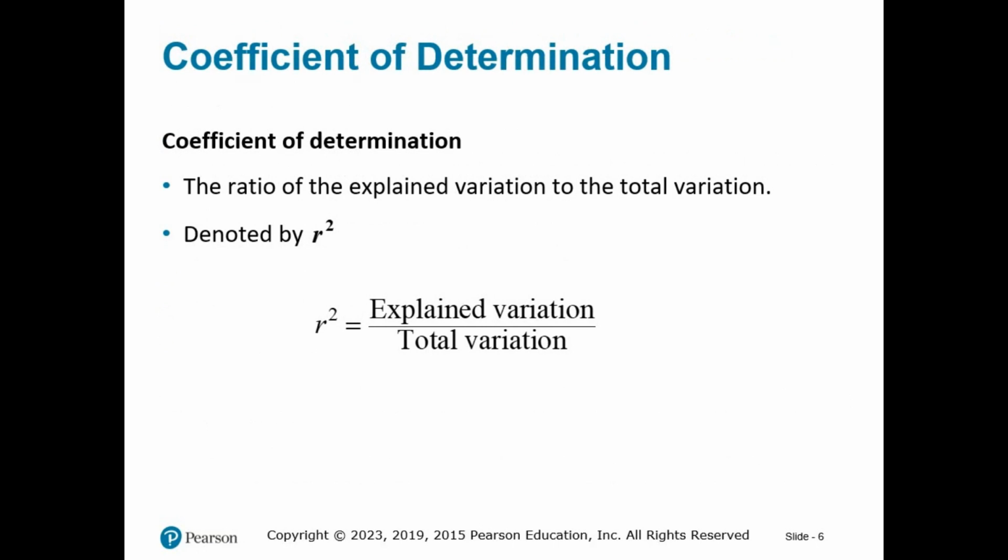It's the relationship between the explained variation and the total variation, and it's denoted by lowercase r squared, which is the square of the correlation coefficient, which we talked about before, and it's called the coefficient of determination. It is literally the correlation coefficient times itself.